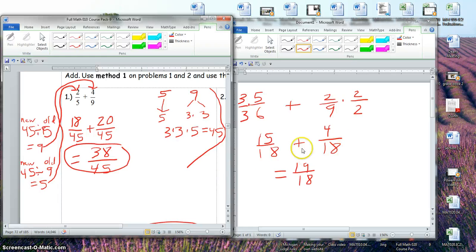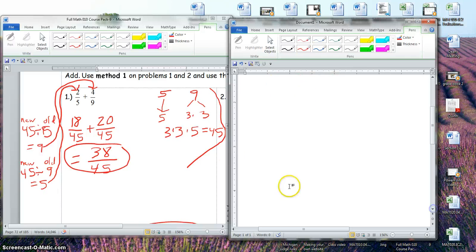Yeah, that's good. Okay, now we're going to do number 1 here. Okay, number 1, I gotta scroll this down. We have our 2/5 plus 4/9. Now again, we don't have to find a common denominator. We have this right here. So we know our common denominator is 45.